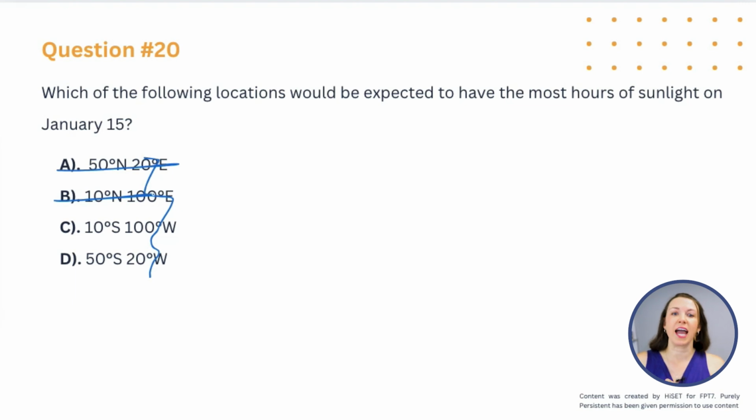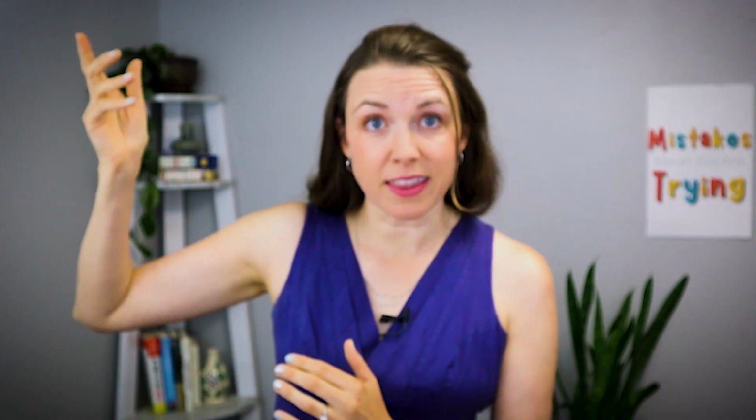So now we're looking at the Southern Hemisphere, C and D. Think about our summer, when we are higher north, we're receiving more sunlight in the summer than when we are further south. So the same goes true with the south in the winter.